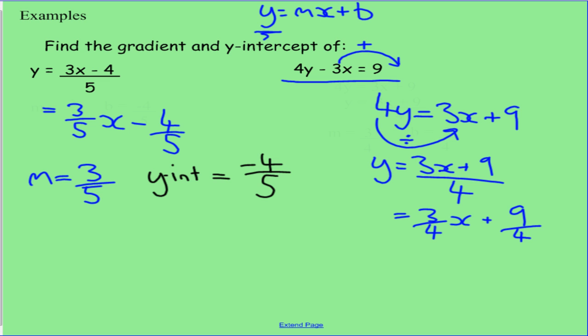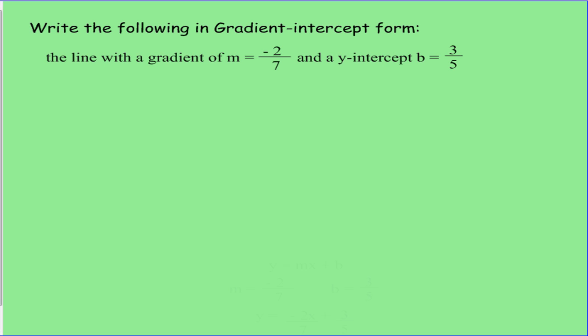So now we're going to pull out from our equation the gradient, which is the coefficient of x being 3/4, and we're going to pull out the y-intercept, which is the number on its own being 9/4. Or for those of you who prefer mixed numbers, it is 2 1/4. Okay, let's have a look at another example.